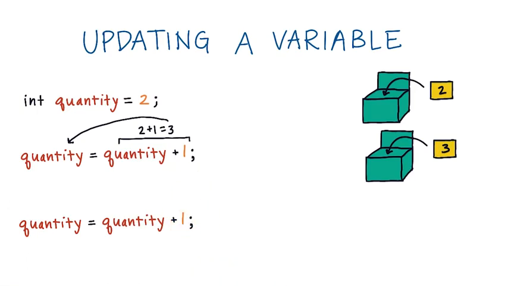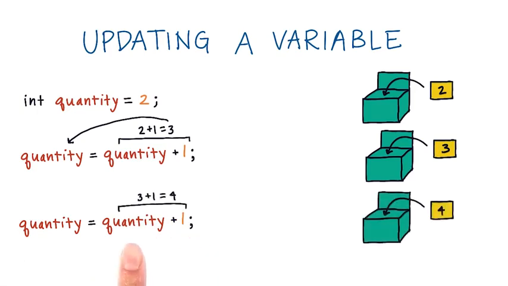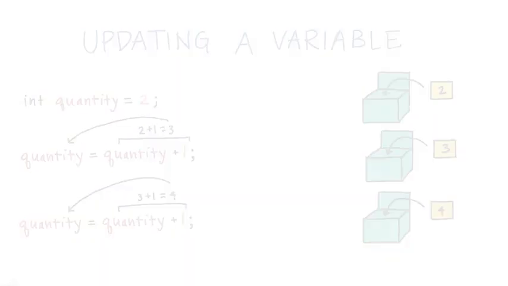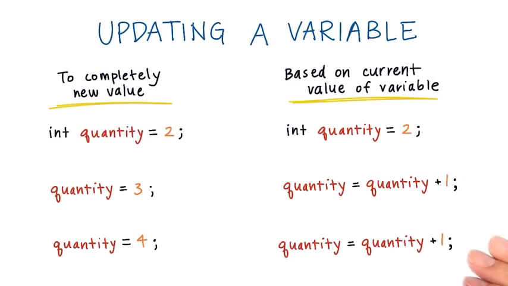If we click on the plus button again, then we can say quantity equals quantity plus 1. At this point, the current value of quantity is 3, then we add 1 to it, and that makes 4. Then we store 4 as the new value inside the quantity variable, like this. Essentially, we've reduced it down to a common pattern that the computer can repeat each time the plus button is pressed.